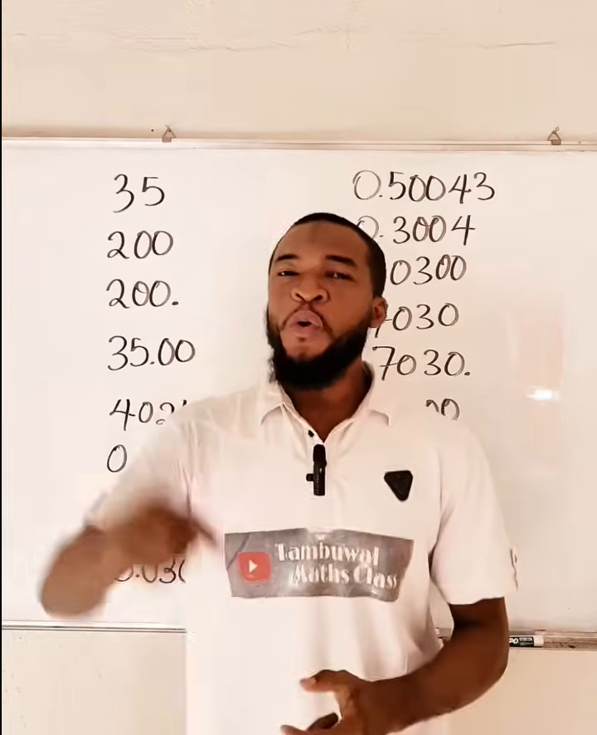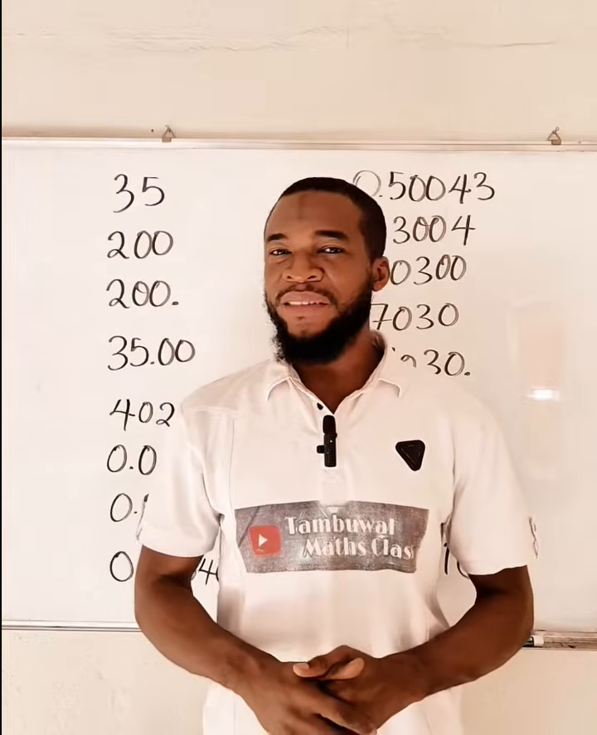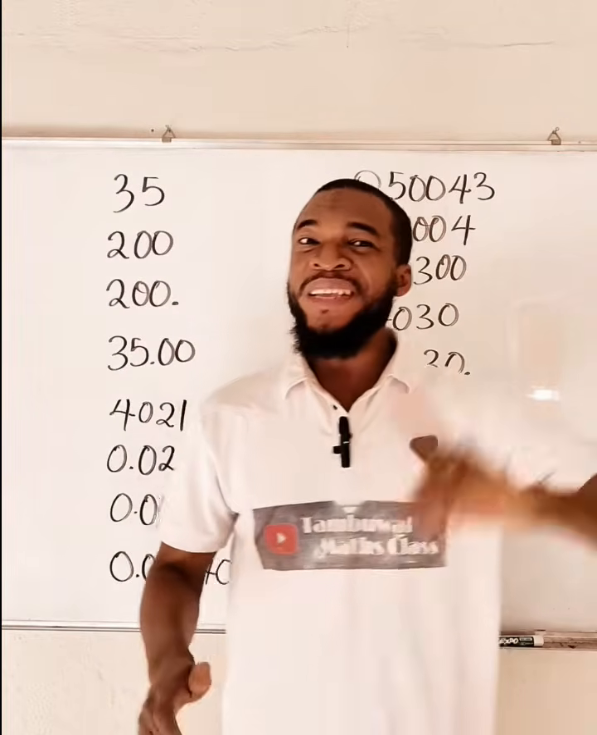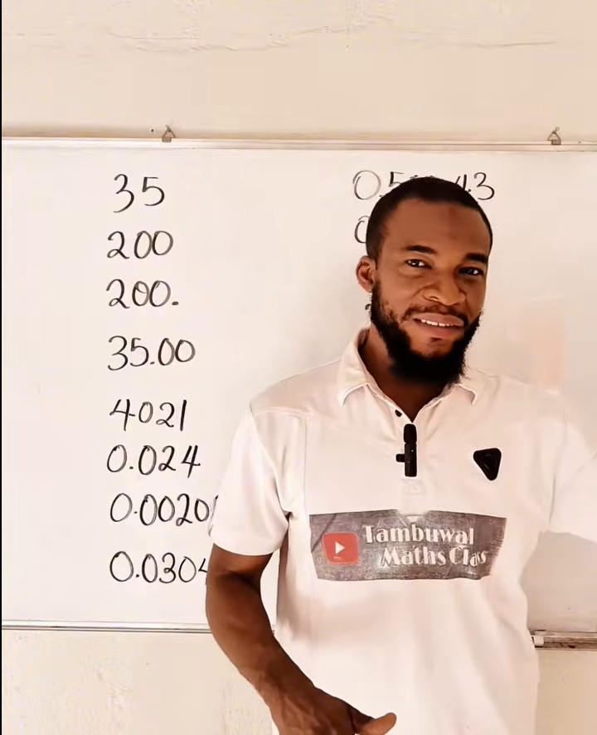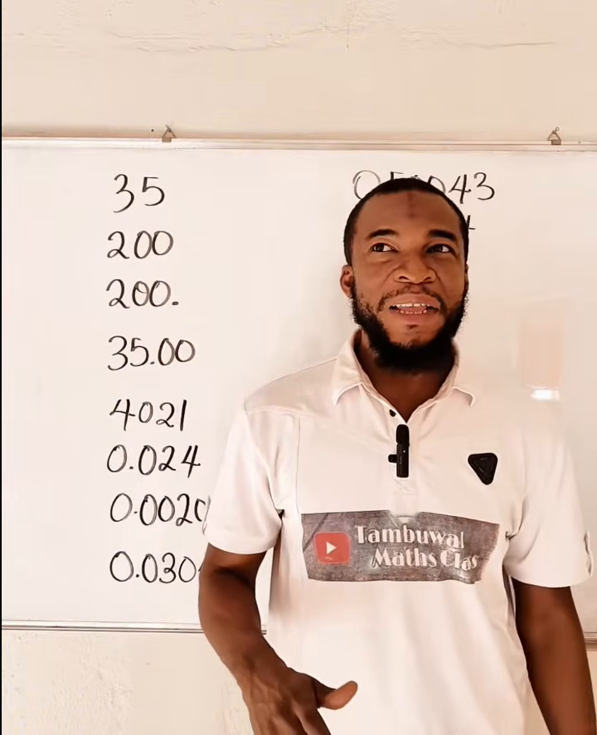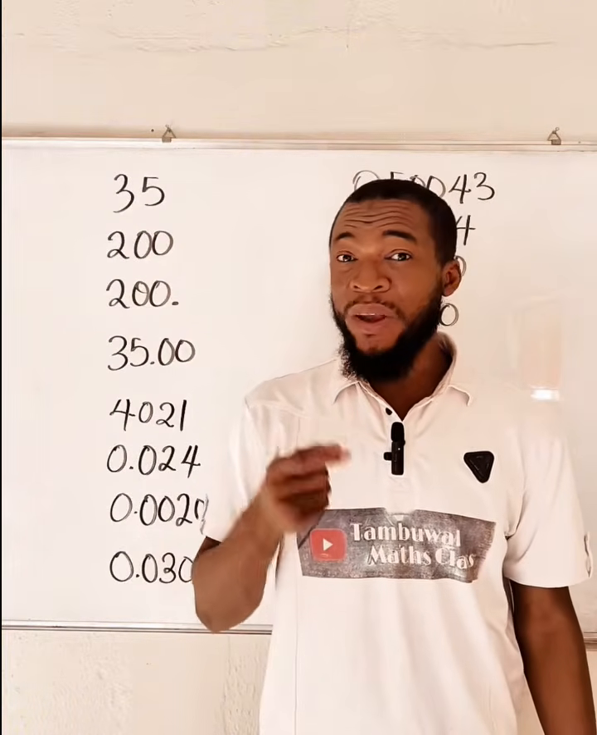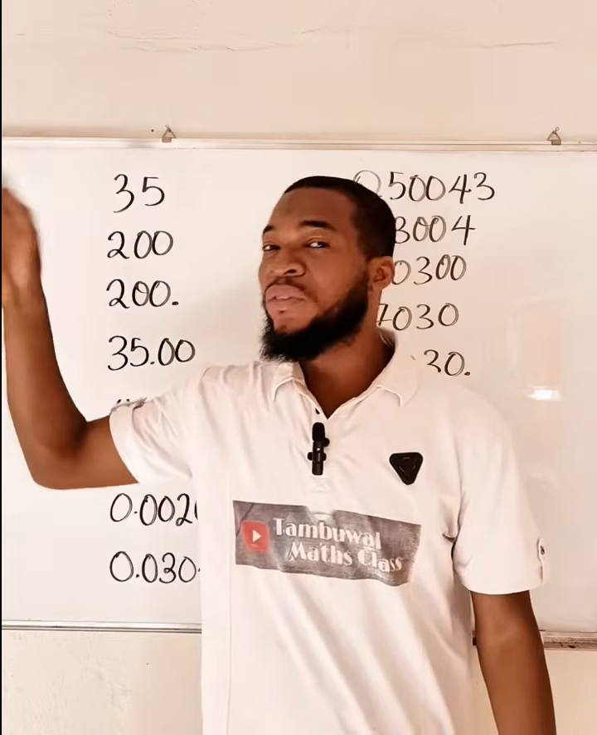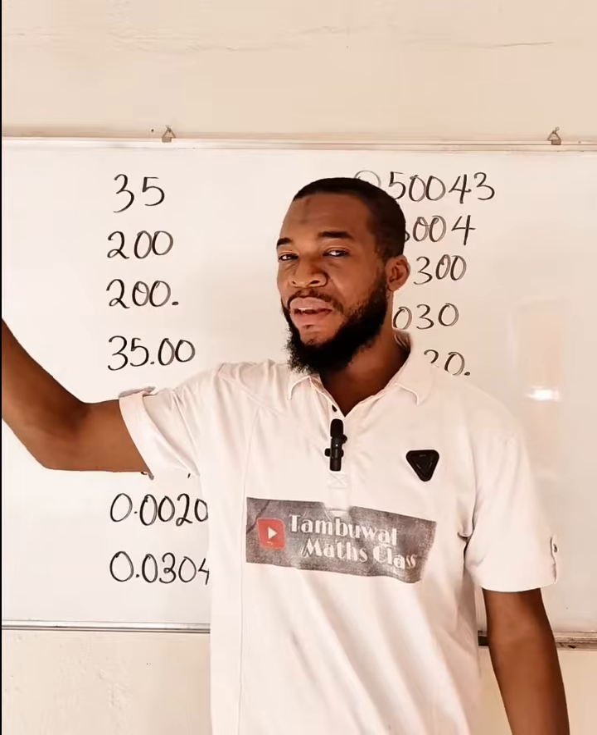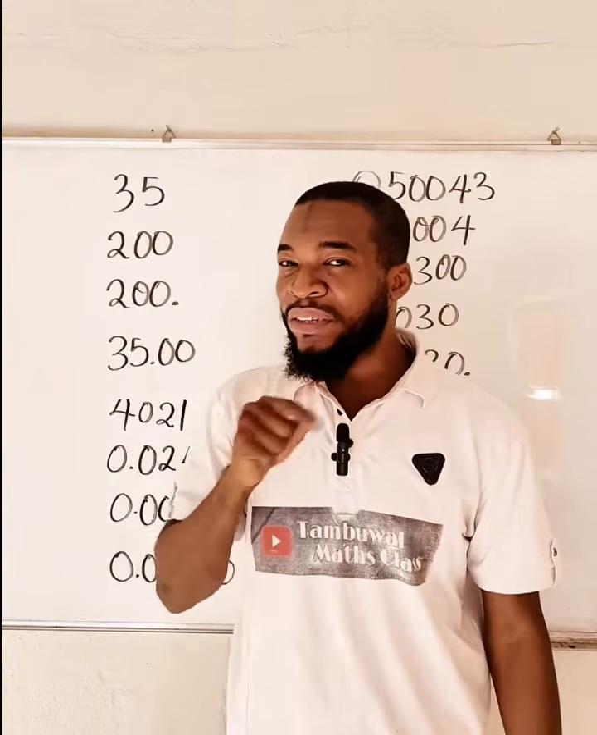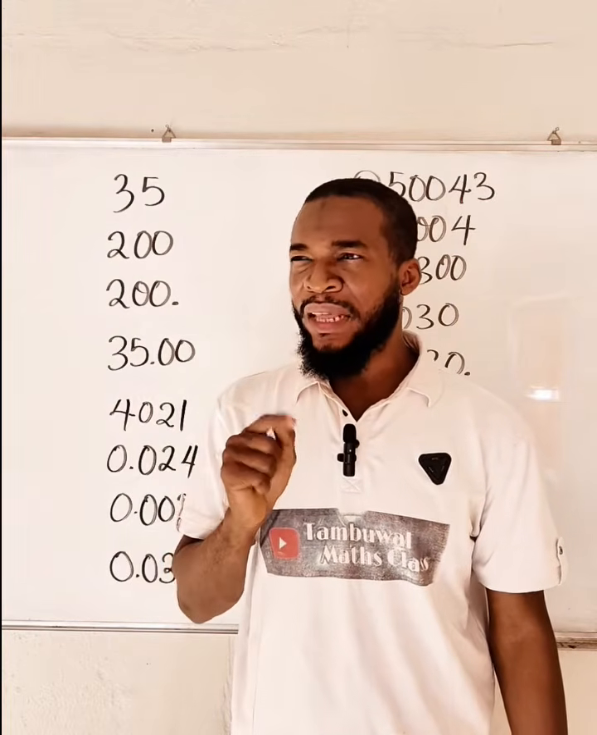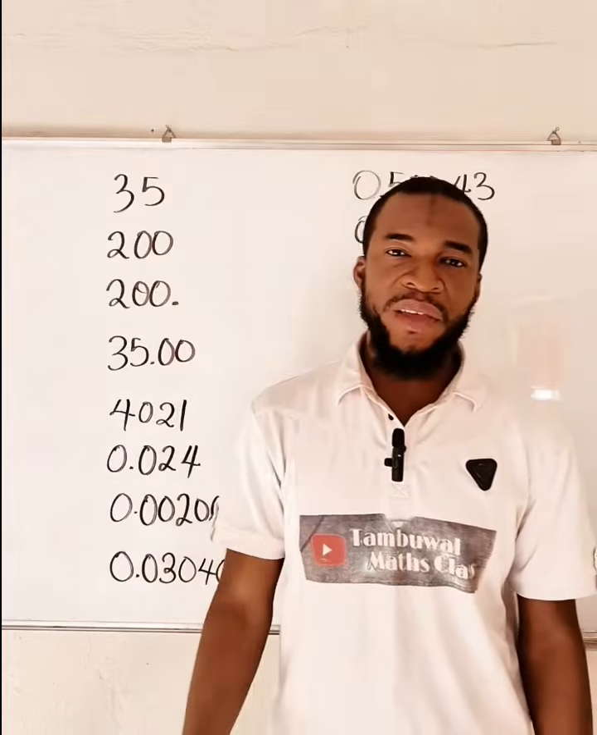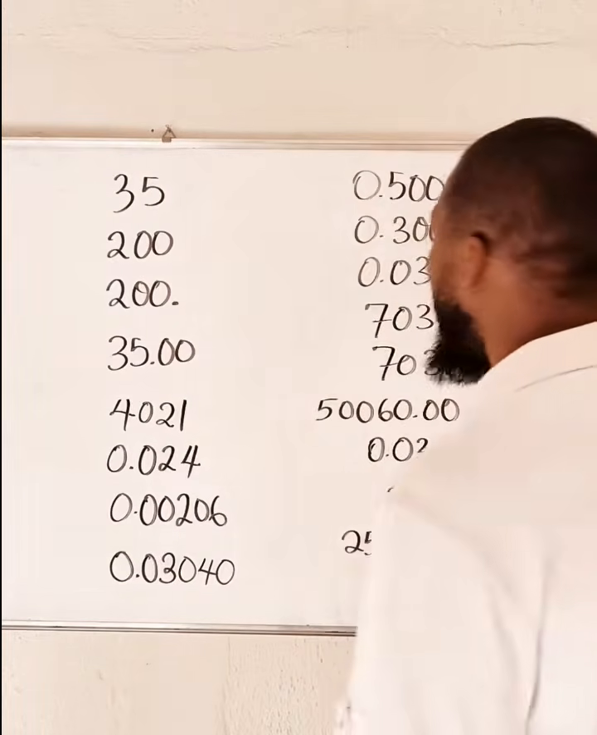You should know that all the middle zeros are significant. All the leading zeros are not significant. And it depends. If a number contains a decimal point, then the trailing zeros are all significant, those that appear in the end. But if the number does not contain a decimal point, then even the trailing zeros are not significant. So let's go through these numbers.